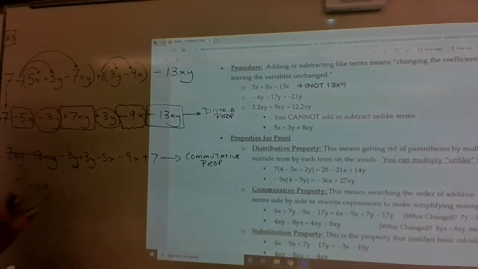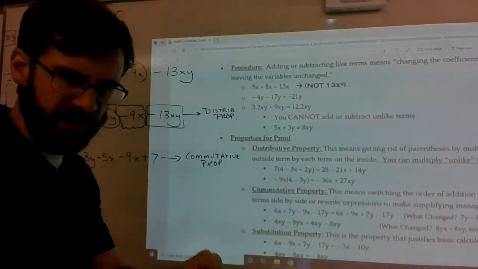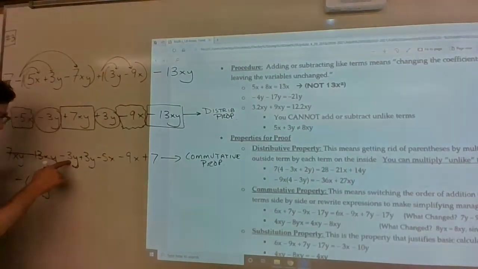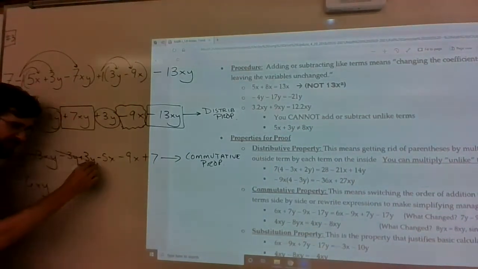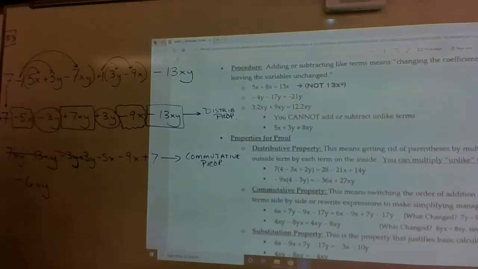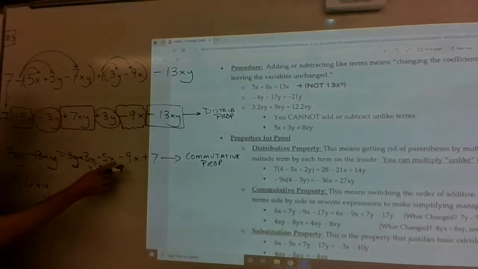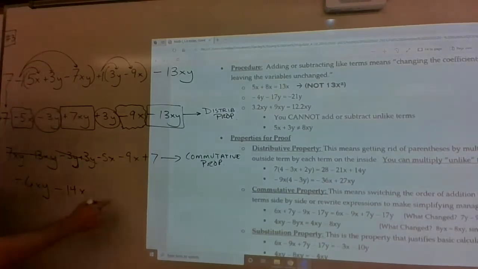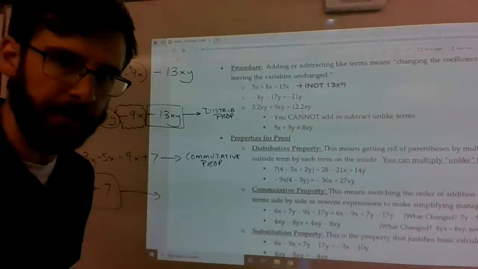But we had the multiplicative property of 0 that said 0 times anything is 0. So what I'm going to do is, when it becomes 0y, I'm just going to cancel it out, and it's gone. There's no y term represented now. All right, negative 5 minus 9 is negative 14x. Yeah, and then plus 7. And that's a substitution property.